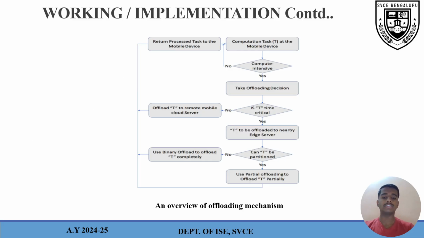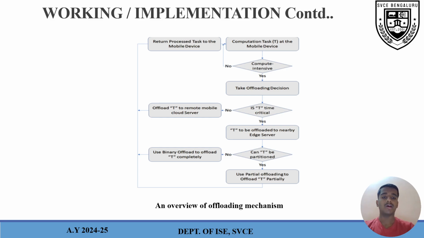So here is a flow chart of how the offloading mechanism works. So we have a computation task, suppose T, at the mobile device. If it is compute intensive, then the offloading decision is taken. If not, then it is processed by the mobile device.